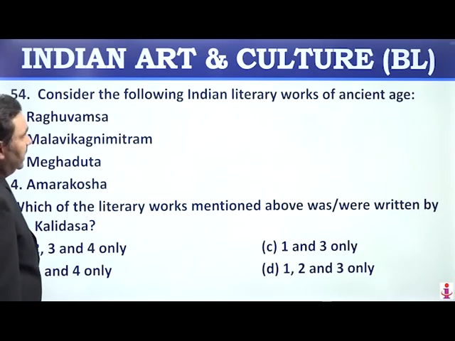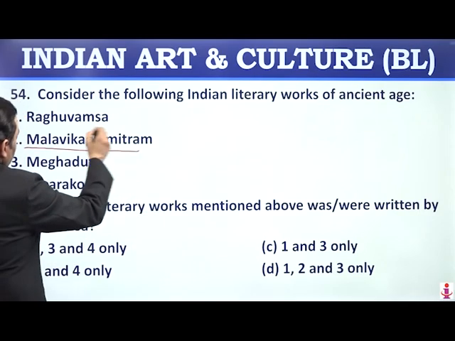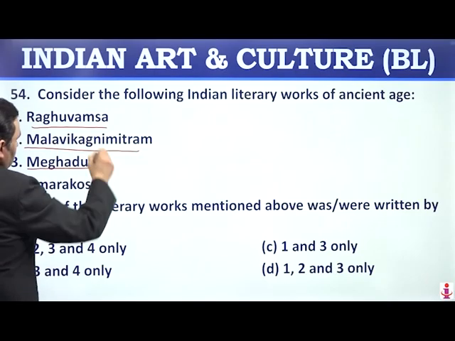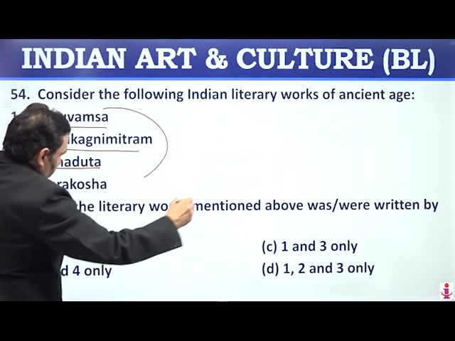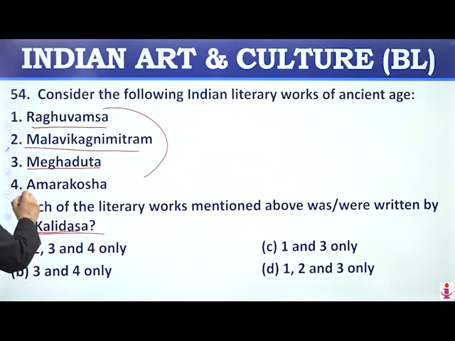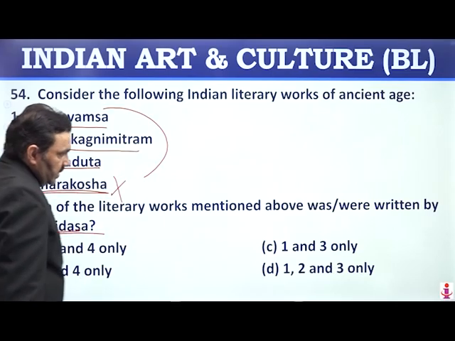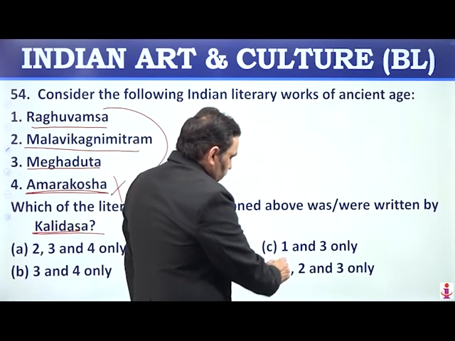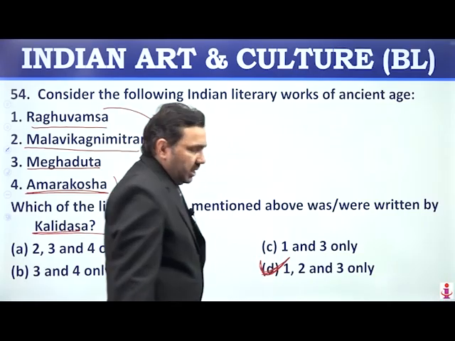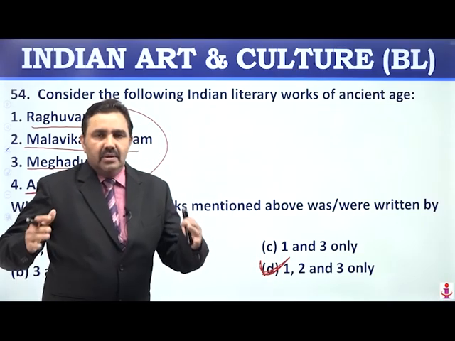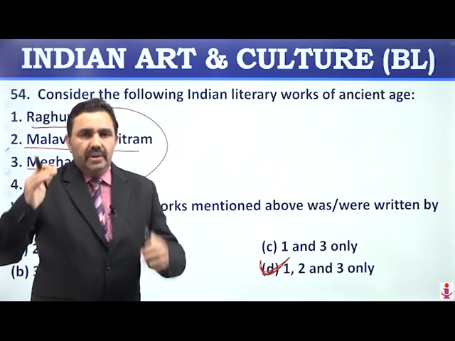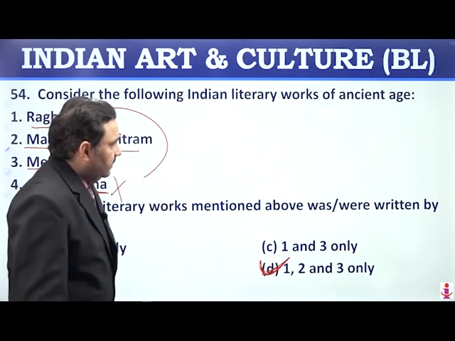54. Consider following Indian literary works of ancient age: Raghuvansham, Malvika Agnimitram, Meghaduta, all these 3 by Kalidas. You have to look for the works of Kalidas. So 1, 2, 3. Amar Kosh were written by Amar Simha. So number 4 is not Kalidas' work. 1, 2, 3. Option is D. Amar Kosh by Amar Simha. Kalidas as well as Amar Simha were living in the age of Imperial Guptas in 4th, 5th centuries.